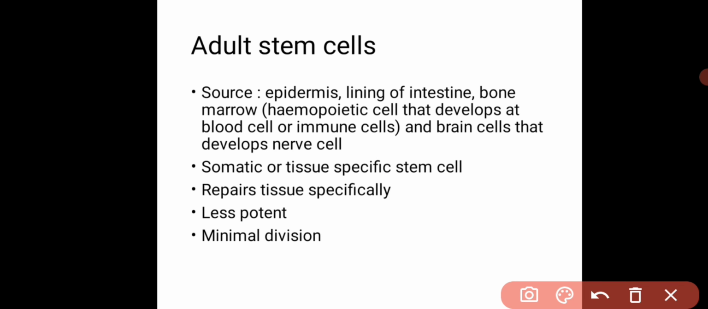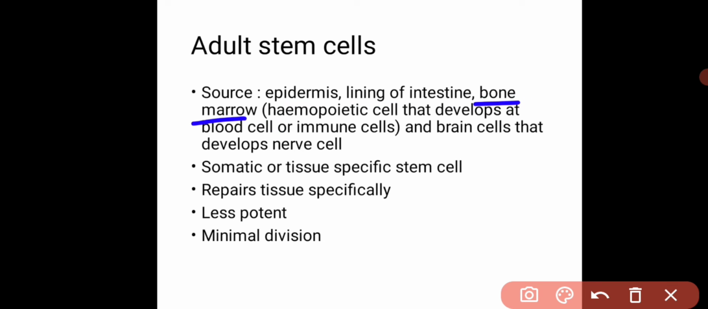So next, coming to the adult stem cell. We saw that the source of the embryonic stem cell is the blastocyst stage, right? In adult stem cells, the embryo blastocyst won't be present, right? So where will these stem cells be present? They are present in the epidermis, the lining of the intestine, and the bone marrow.